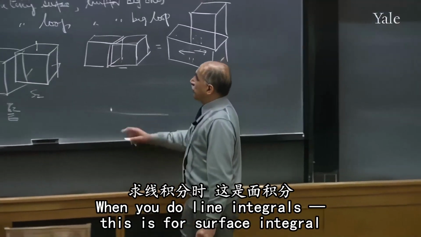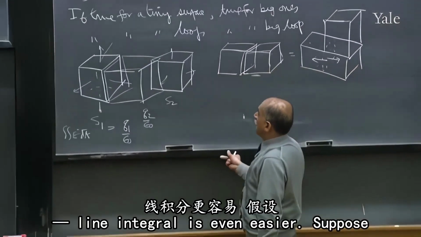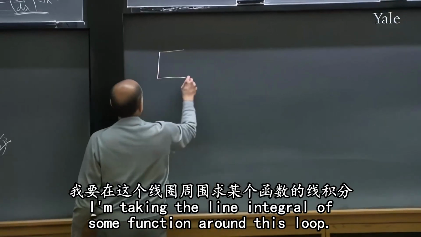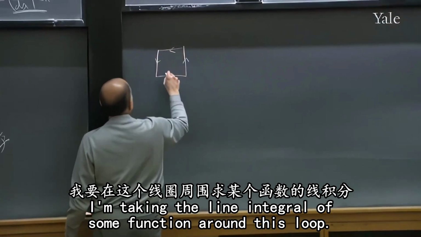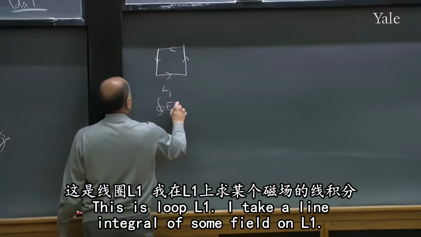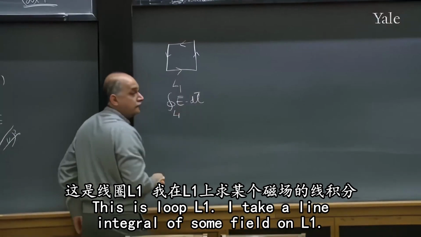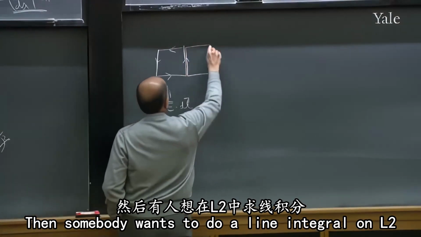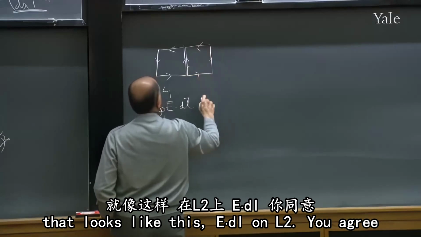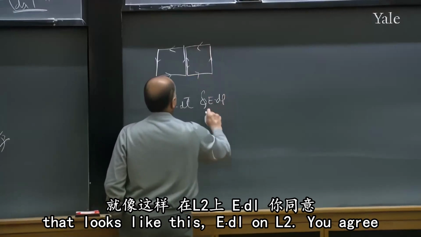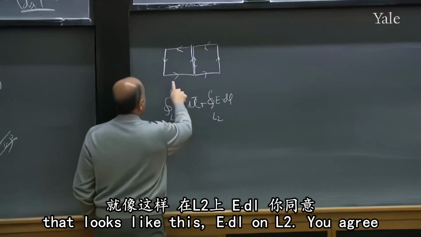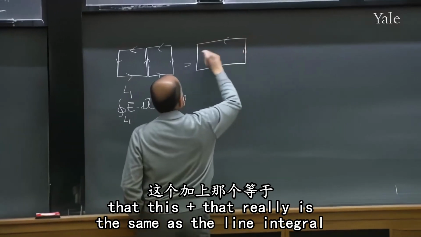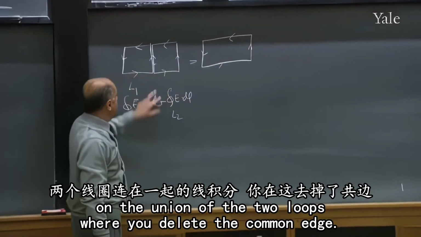When you do line integrals, this is for surface integrals, line integral is even easier. Suppose I'm taking a line integral of some function around this loop. This is loop L1. I take a line integral of some field on L1. Then somebody wants to do a line integral on L2 that looks like this. E dot dl on L2. You agree that this plus that really is the same as the line integral on the union of the two loops, where you delete the common edge.